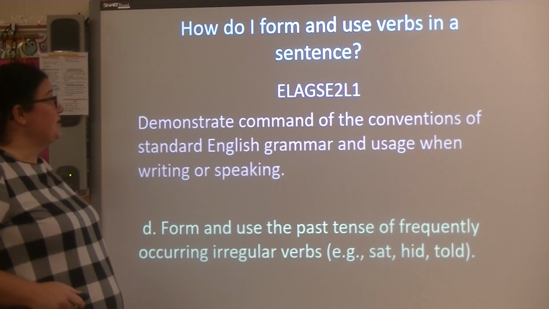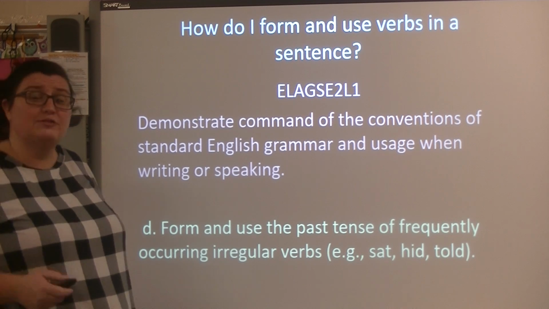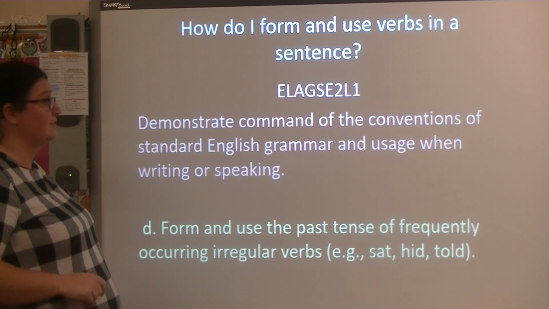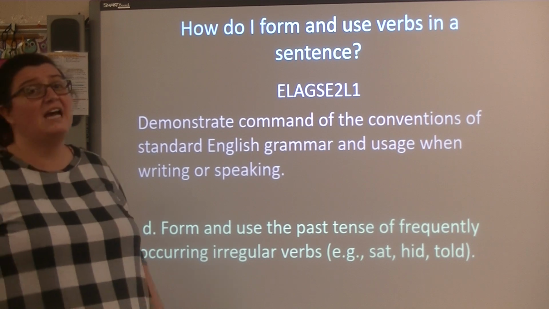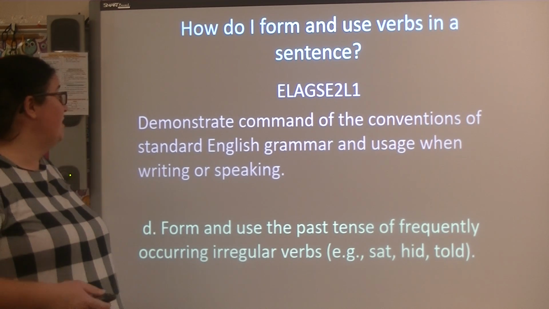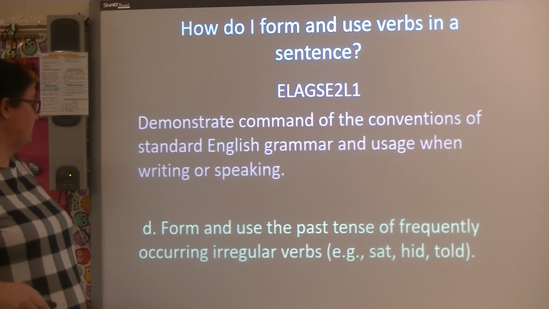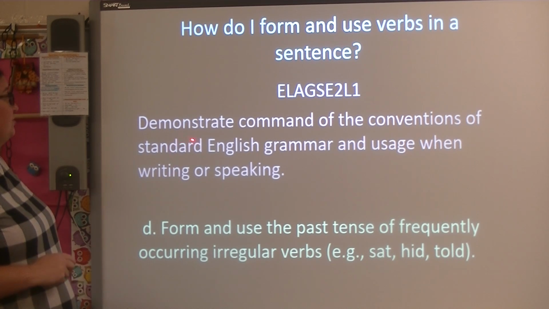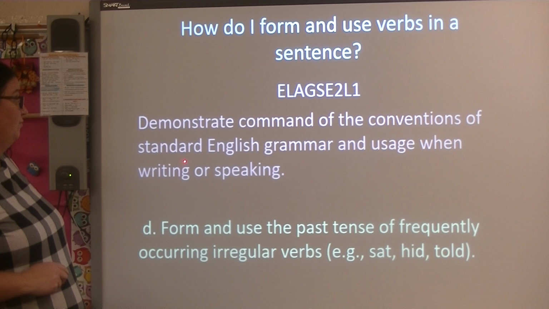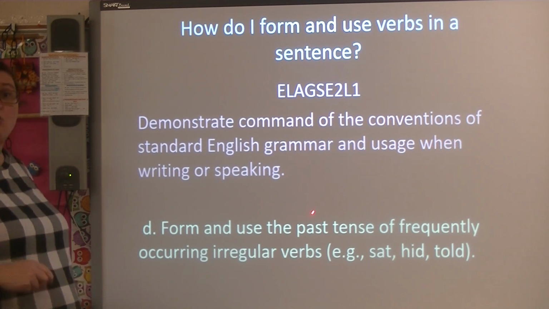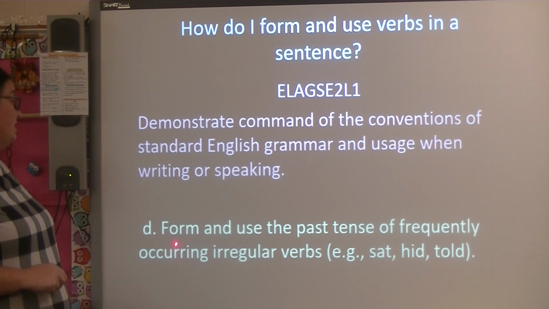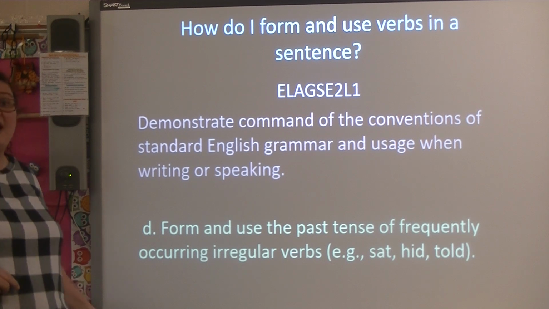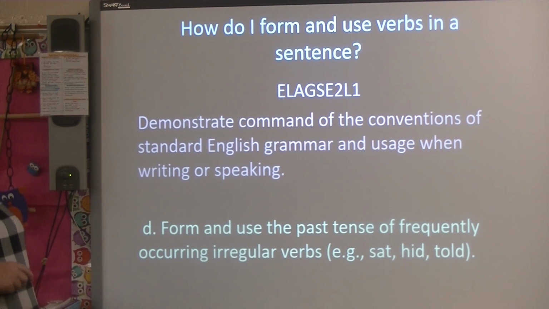All right, now our standard in second grade is a little different than what you learned in first grade. So last year you learned about verbs as action words. This year we're going to add a little bit to it. Our standard says you can use it for standard English when you write or speak. You're going to not only identify action words as verbs, you're going to be able to form and use the past tense of frequently occurring irregular verbs.